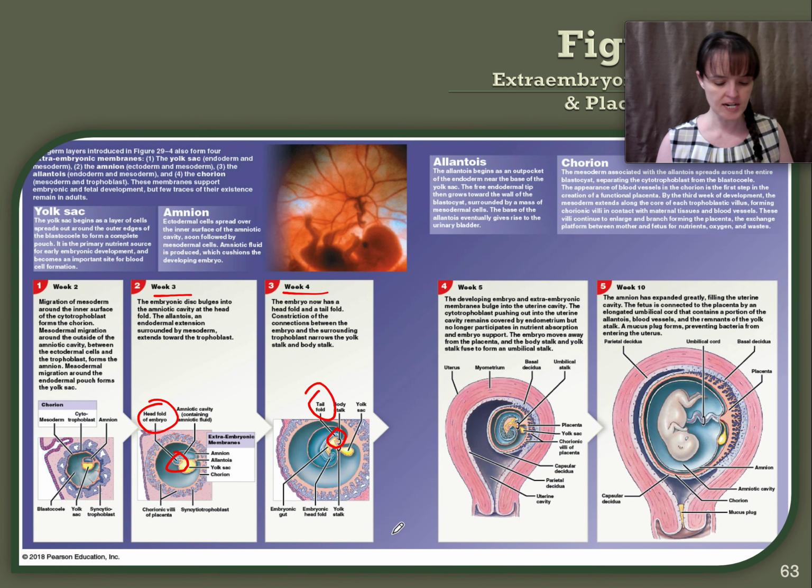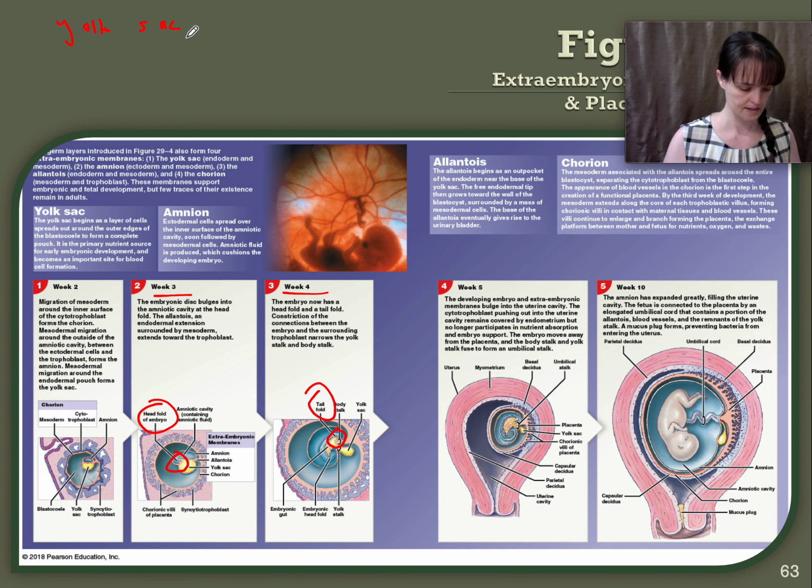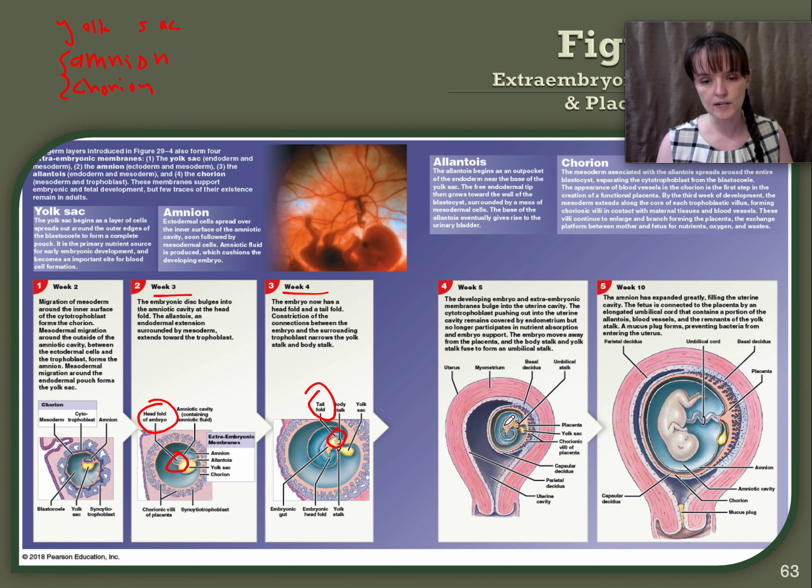Okay, so the extra embryonic membranes are everything in here that's not the embryonic disc. So the yolk sac, the amnion, which we're familiar with, the chorion, and we will say, whether it's this video or next, at some point the chorion will grow out to the amnion. Let's see, here's the amnion.